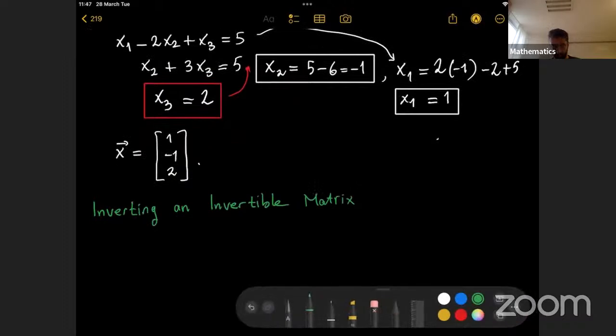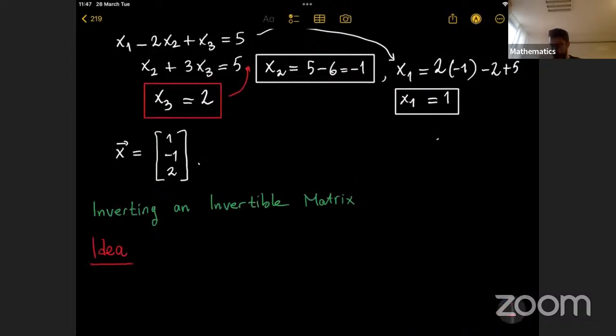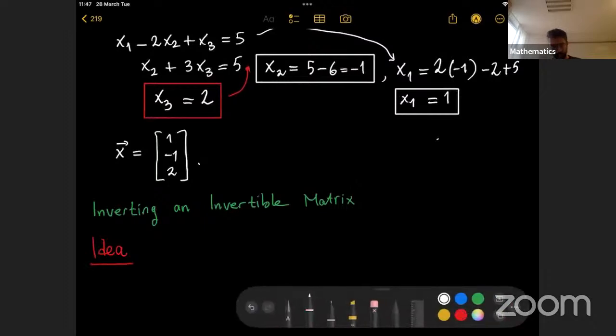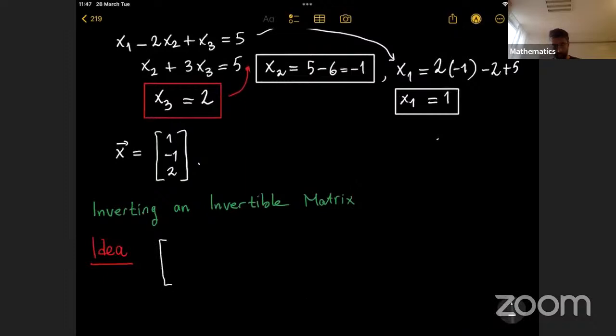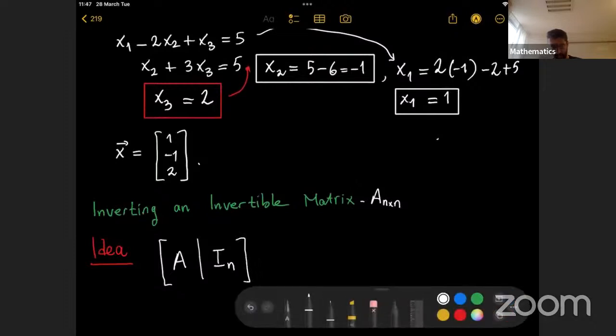So the idea is the following. Let's say we have an augmented matrix like this. We have A, the invertible matrix, and we want to invert A. So next to A, which is N by N, I will put an identity matrix, I_N. So this is the identity matrix.